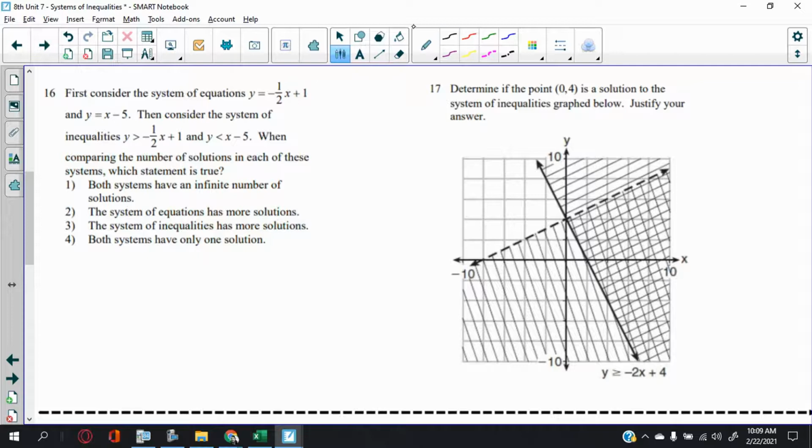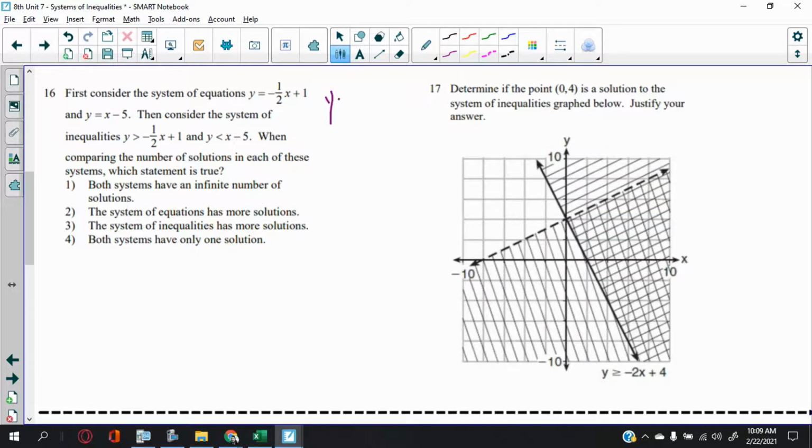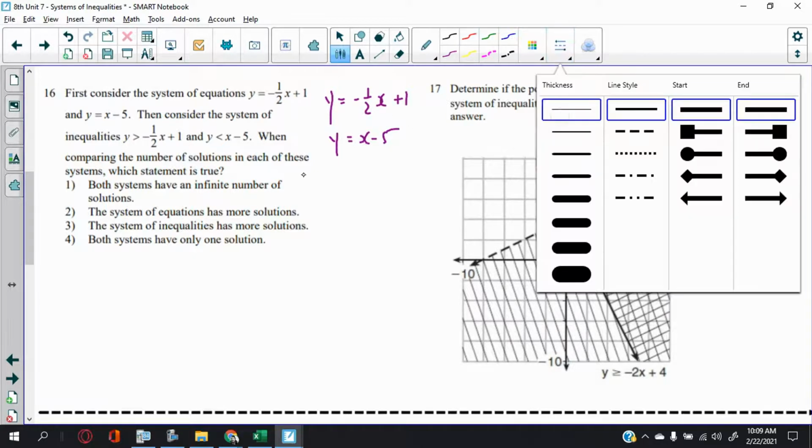First, consider a system of equations. I'm just gonna write it down. All right, so systems of equations, y equals the negative half of x plus 1, and then y equals x minus 5. And then by using different colors, I also have a set of inequalities.